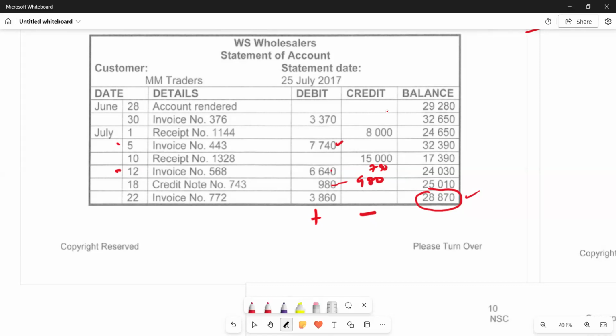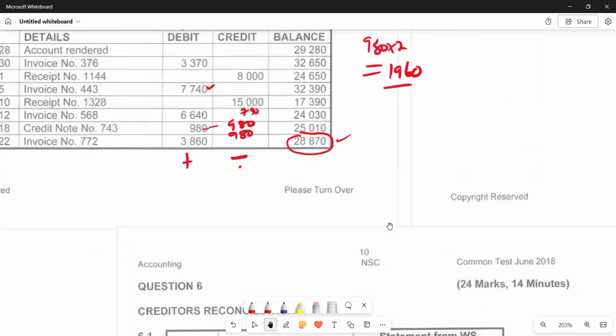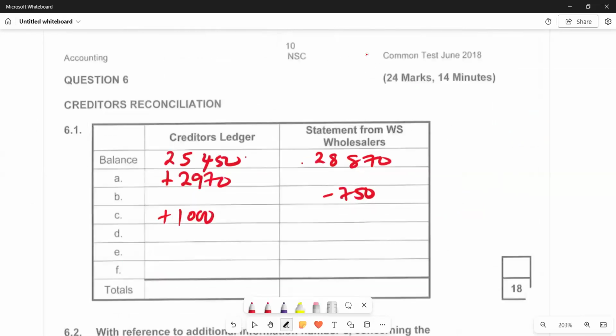And then after having done that, you are supposed to now enter the correct figure. So 980 is going to be entered twice on the credit side. So we are saying 980 times 2, you're going to get 1,960. So it means you're going to have 1,960 on the credit side, and it's a minus. So it's a minus on the statement side. You go there, and we are saying minus 1,960. And then we can try to go to the next one.